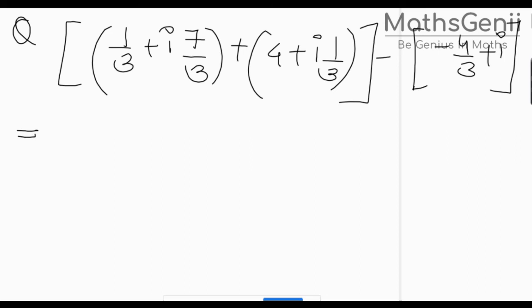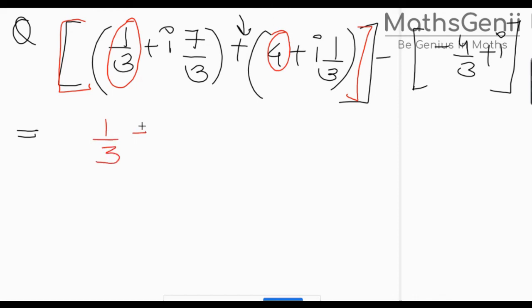Okay. What I'm going to do is, here you have an addition sign, correct? So let's add first. Let's look at this bracket first. Now what I have taught you: add real number with real number. What is the real number in this? 1/3 plus 4. I'm going to write it together. What is the imaginary number? I'm going to write this together, i 7/3 plus i 1/3.